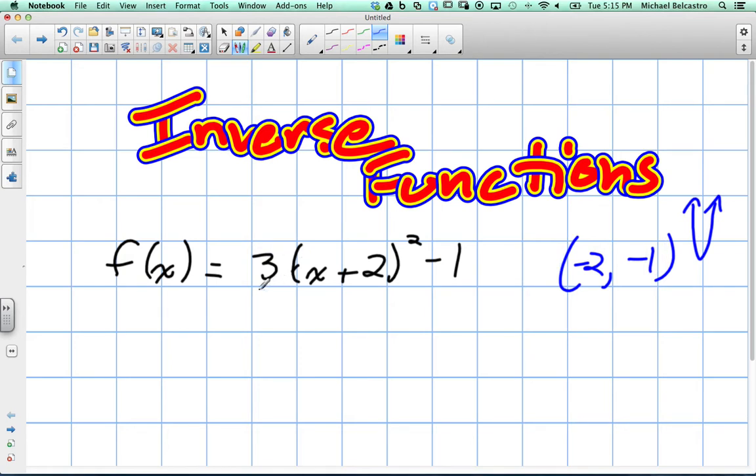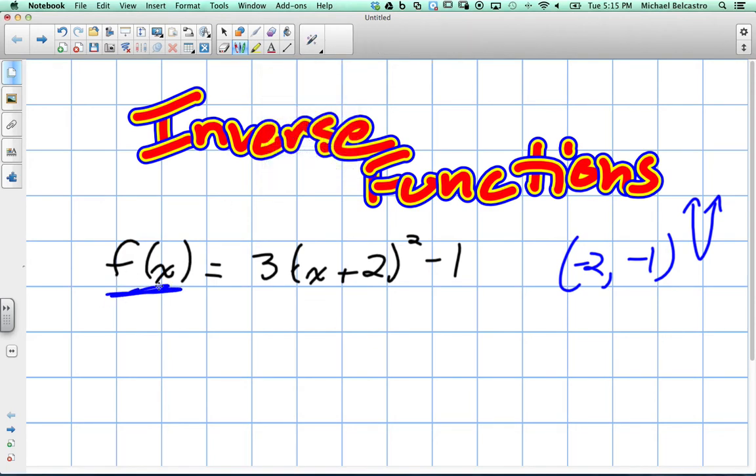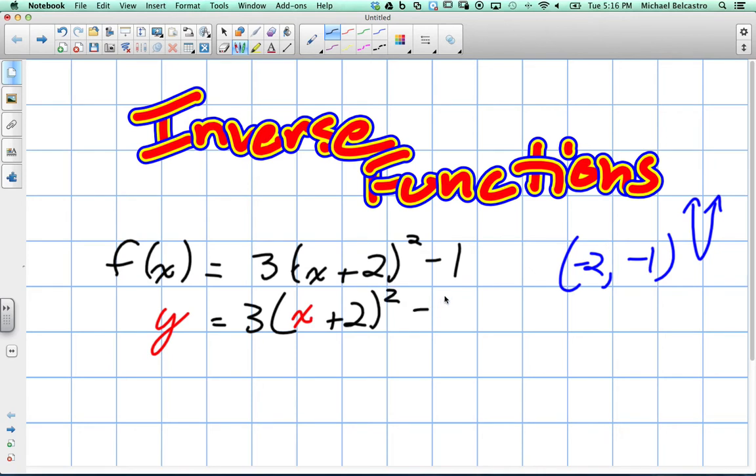Okay? An inverse function, you can think of it like this: if this was y when we're graphing, we're used to seeing this as y. We're going to replace this with y, like we usually do. But now we're going to interchange it with the other variable in the equation, which is our x, and swap places within the equation. So what's going to happen is we're going to have x is equal to 3y plus 2 squared minus 1.